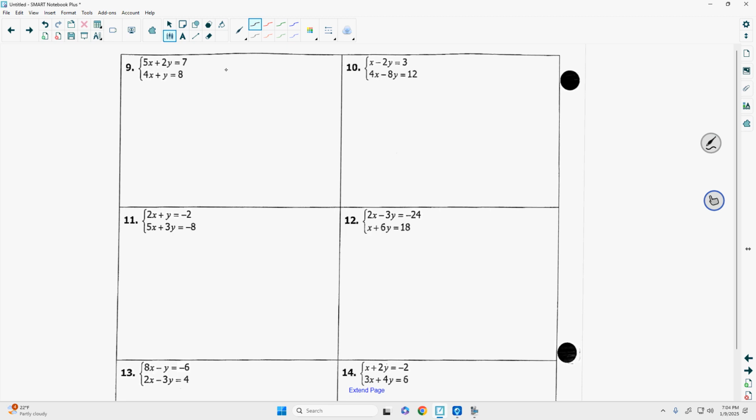And then x equals 3. Well, then you're going to take that 3 and you're going to plug it in here. Let's put it right there. So then that would be 5 times 3 plus 2y equals 7. 15 plus 2y equals 7. 2y equals negative 8 and y equals negative 4.